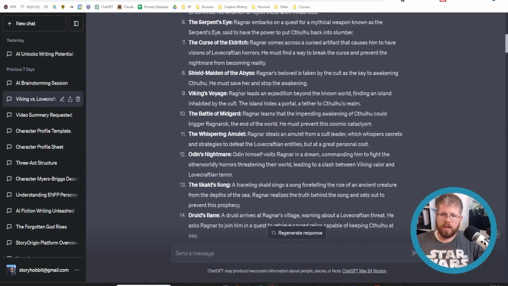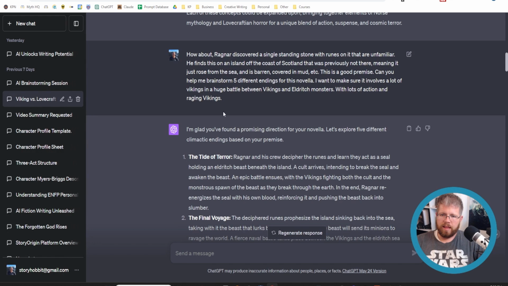So it gave me 15. That was really the only one I liked, so I gave it my own spin on that particular idea. I said, how about Ragnar discovered a single standing stone with runes on it that are unfamiliar? He finds this on an island off the coast of Scotland that was previously not there, meaning it just rose from the sea and is barren, covered in mud, etc. If you've read the Lovecraftian short story Dagon, that should sound familiar. This is a good premise.